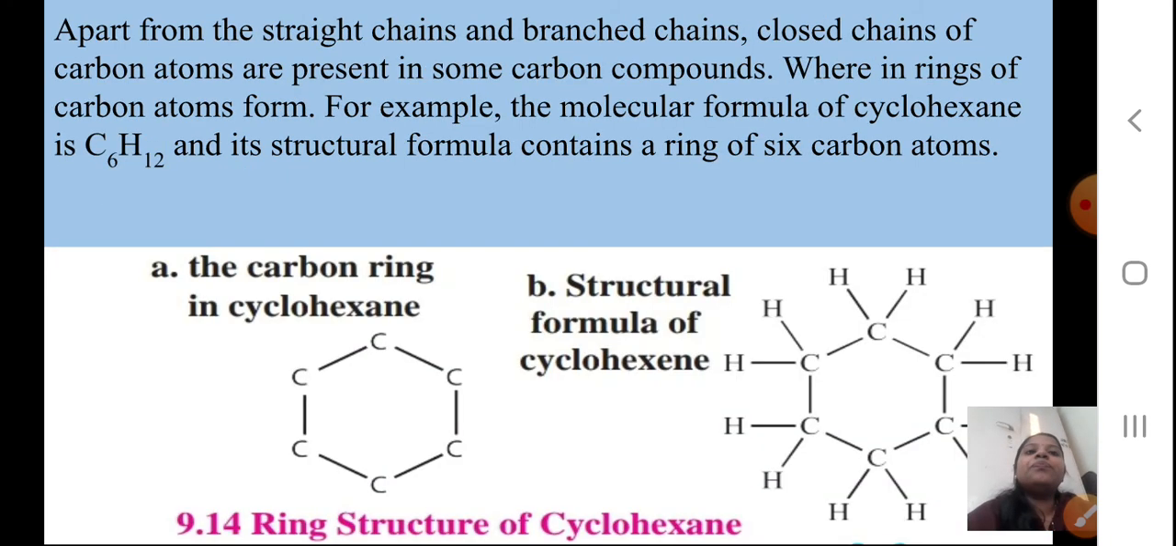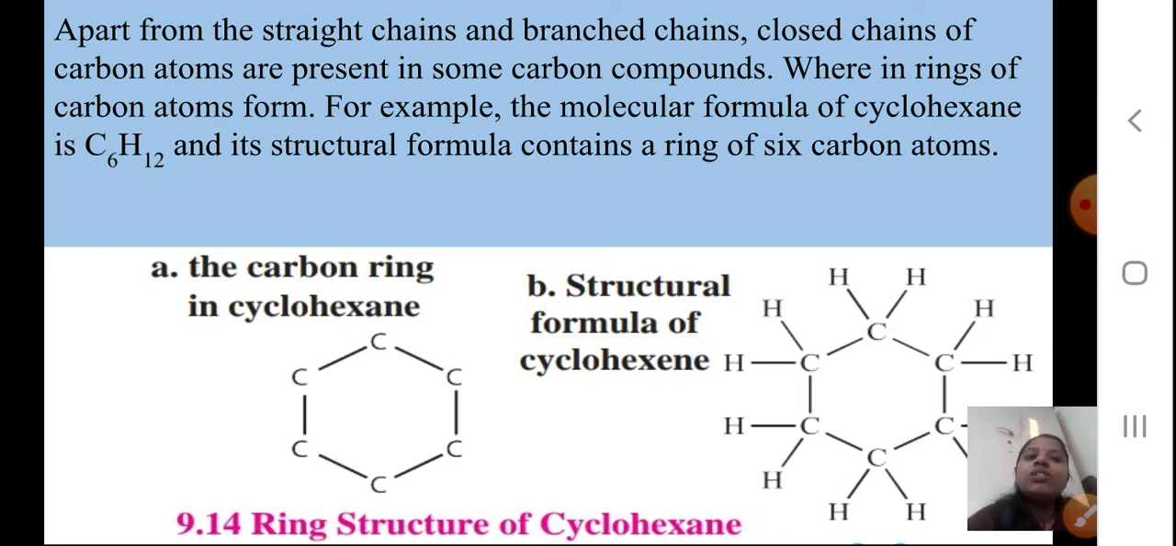Okay, we'll proceed. Apart from the straight chains and branched chains, closed chains of carbon atoms are present in some carbon compounds, wherein rings of carbon atoms are formed. For example, the molecular formula of cyclohexane is C6H12, and its structural formula contains a ring of 6 carbon atoms. Hexane means 6, cyclo means in a circle, in a ring. So you can see a diagram, the carbon ring in cyclohexane.